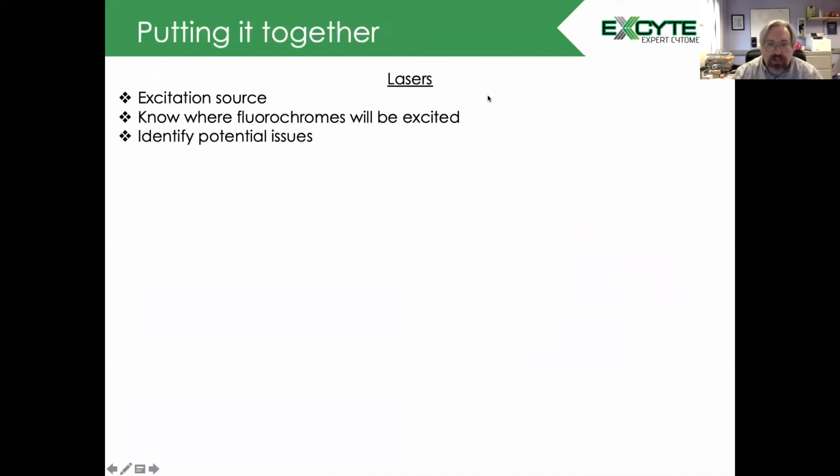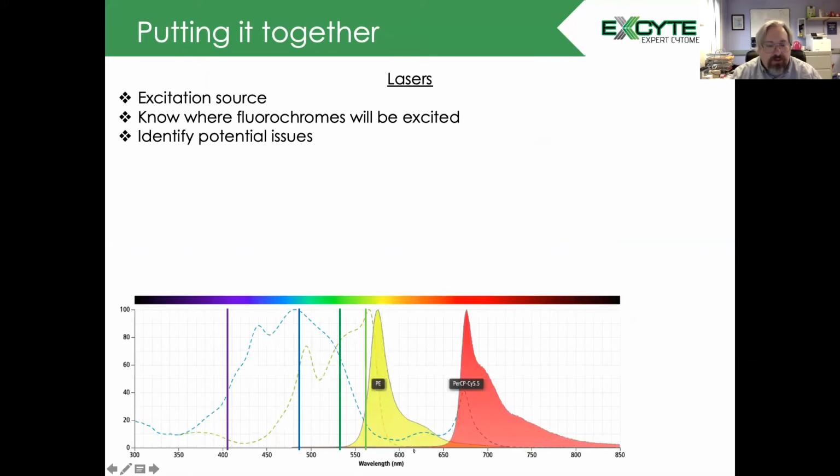Now, if we put all this together, the two important things that you need to understand are your excitation light sources, because this is going to help you understand what fluorochromes can be excited by your flow cytometer and potentially identify issues. Here's an example of such a case. Here we have PE and PerCP-Cy5.5. The blue line here represents the PerCP-Cy5.5 excitation. You see the maximal excitation is around 488 nanometers, but there's about a 40% efficiency at about 405 nanometers. So if you have these two lasers on your system, you're going to have to make sure and be careful when using PerCP in your panel design.